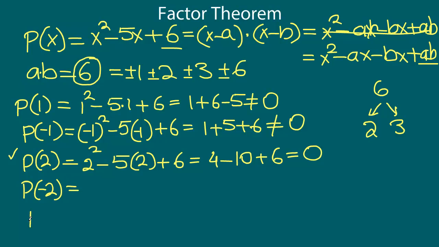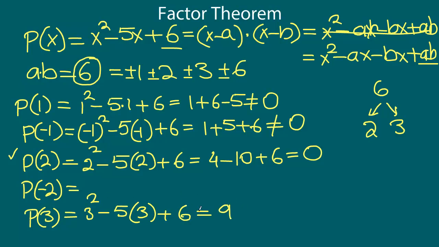So let's get to P(3) and see what we get. We have 3 squared minus 5 times 3 plus 6. So 3 times 3 is 9, this will be minus 15, and this will be 6. So 9 plus 6 is 15, and 15 minus 15 is 0. So our two factors are 2 and 3.